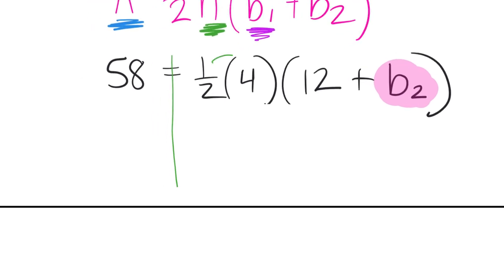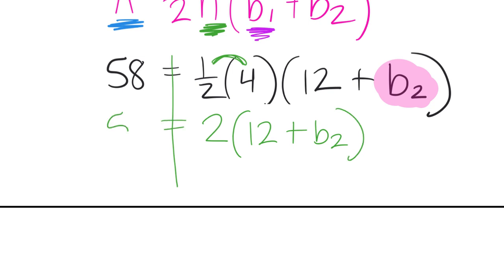You can start by doing 1/2 of 4, just to clean that up a little bit. 1/2 of 4 is 2. So we would have 2 times 12 plus B2 equals 58. Okay, now you have a couple of options here. Some people are going to want to distribute this 2, and you can do that if you'd like. It will still work. You'll be able to solve the equation.